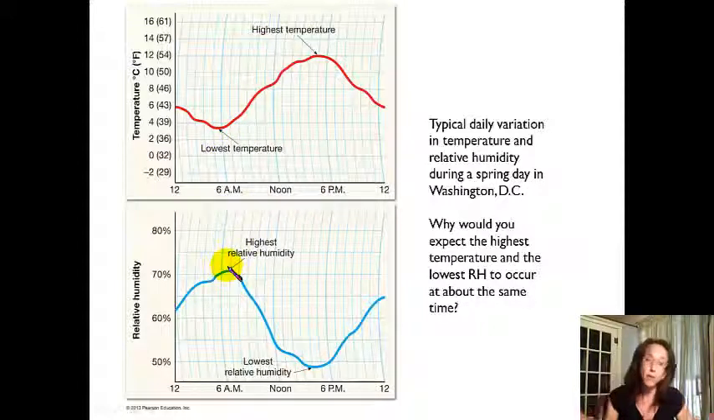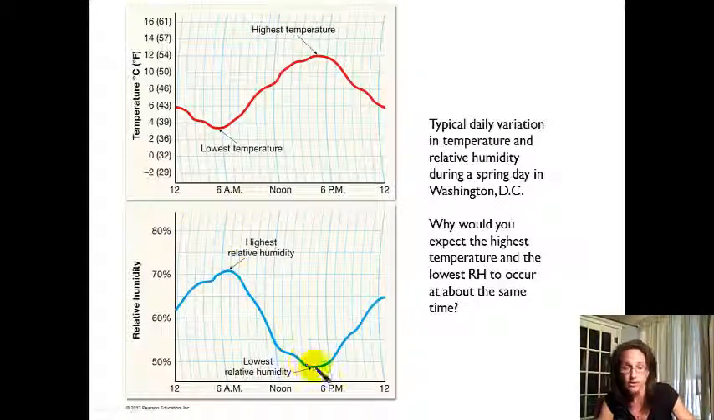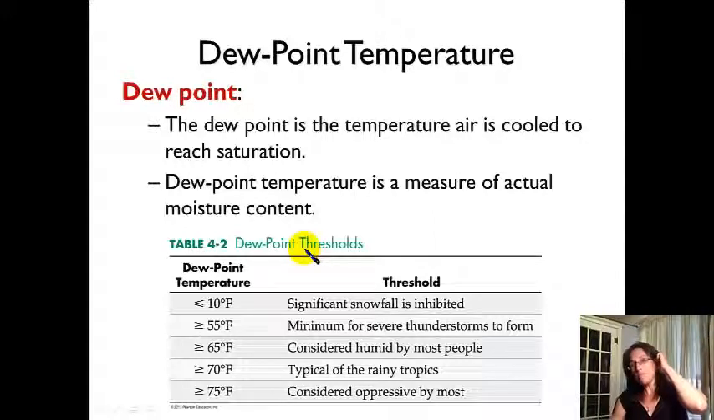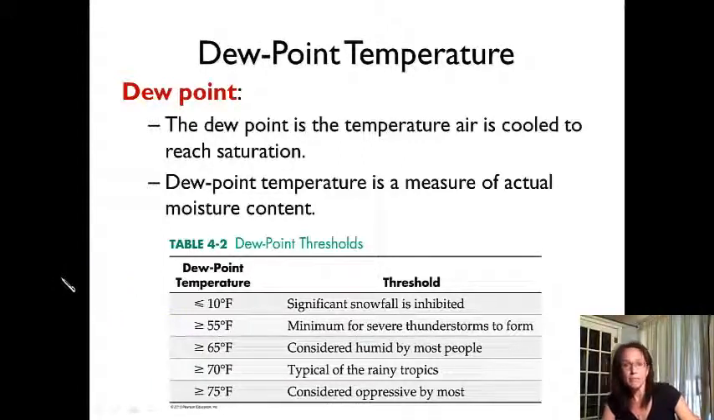And then as we warm the air mass, we move that air mass further from saturation, and so our relative humidity decreases until we reach our lowest relative humidity at the same time where we have our highest temperature. So another metric for describing the amount of water vapor in the atmosphere is what we call the dew point temperature. The dew point temperature is the temperature that we would have to cool an air mass to in order to reach saturation. So it's a measure of the actual moisture content of the air.